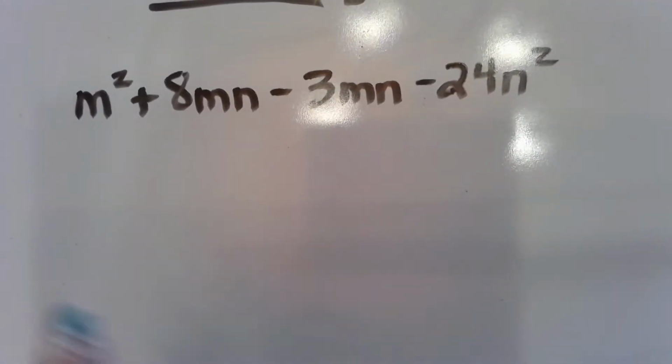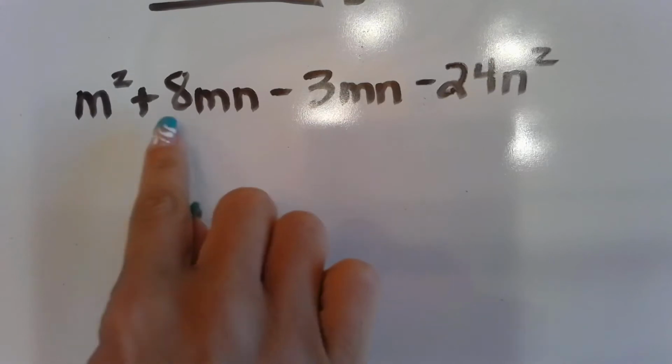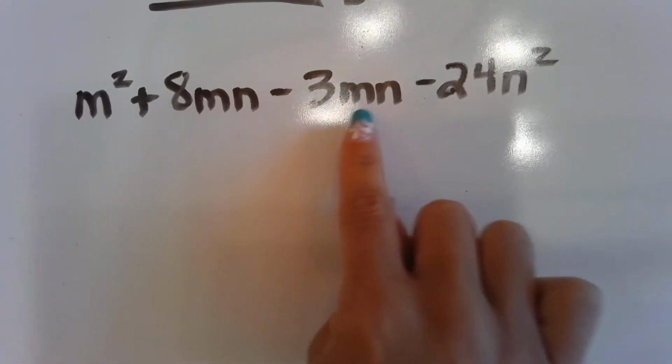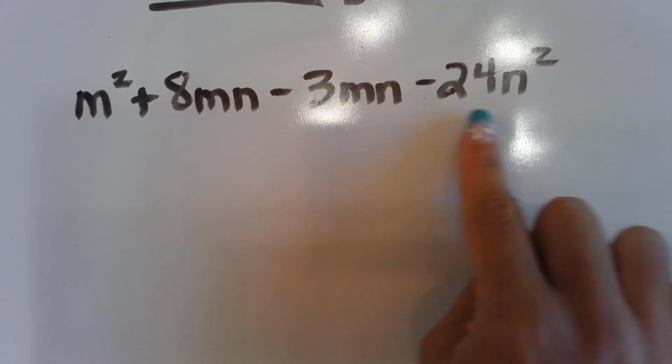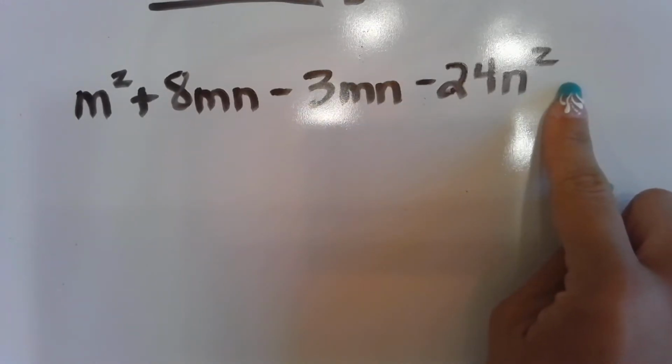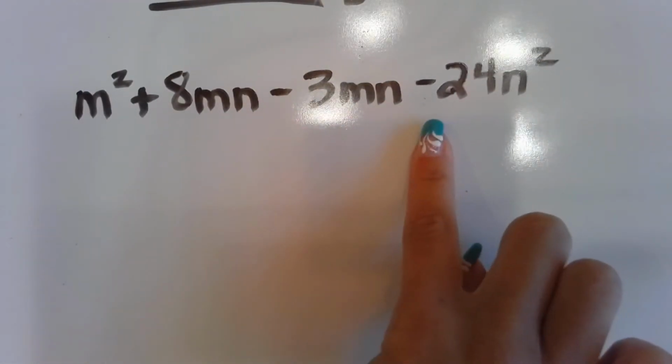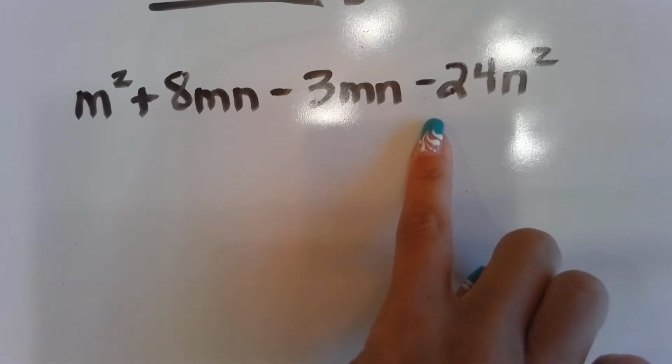Okay, so we have m squared plus 8mn minus 3mn minus 24n squared. What is different about this one in this video is that we've got some negatives, okay? And I just want to show us how we're going to handle these, okay?